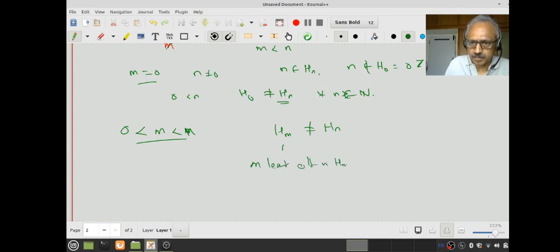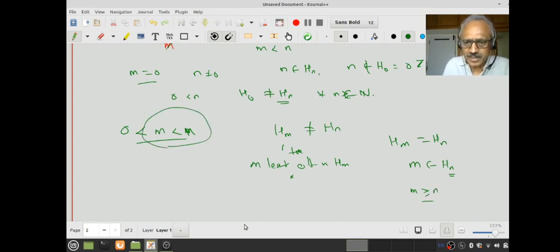in Hm, right? So if Hm equals Hn, then m must be in Hn, right? But n is the least positive element in Hn. If m belongs to Hn, whereas n is the least positive element, then m must be greater than or equal to n, but that's a contradiction. Do you follow that? Therefore what we have shown is that if m is not equal to n, where m and n are in Z plus, Hm is not equal to Hn.